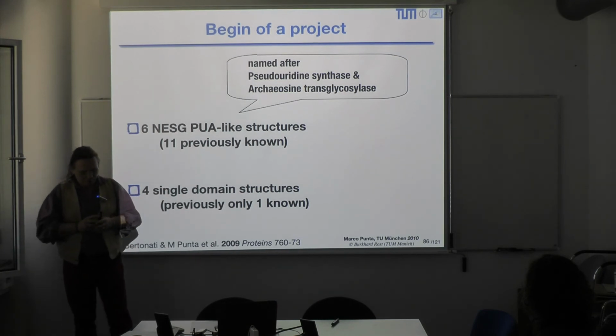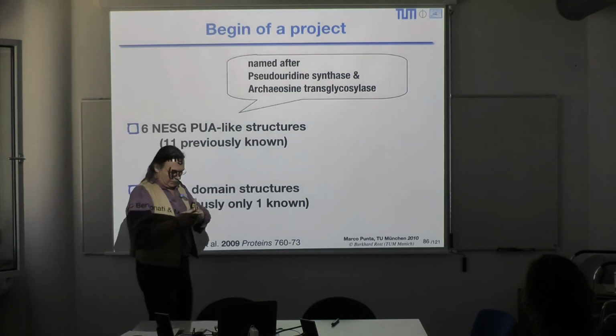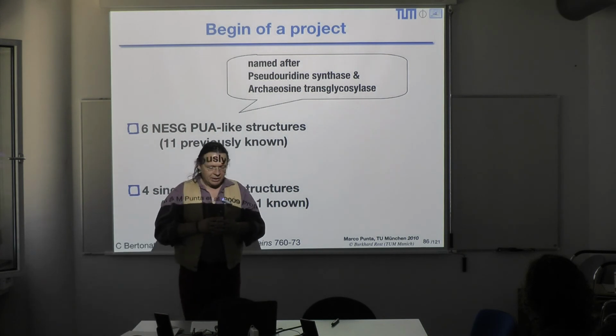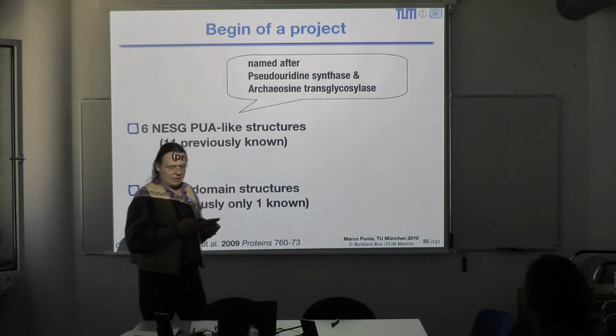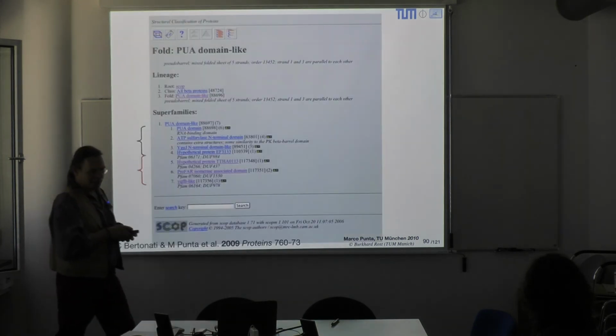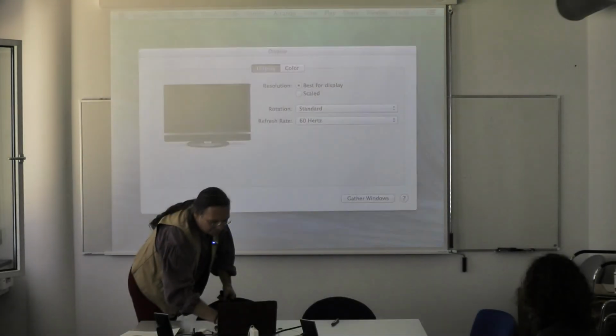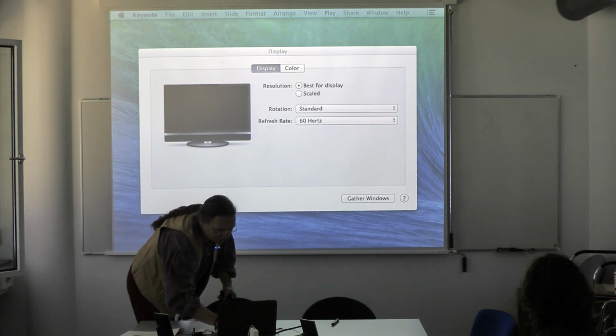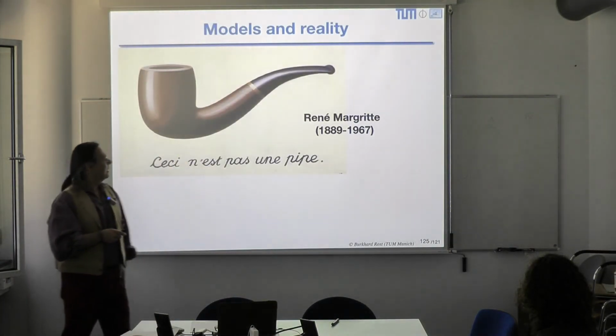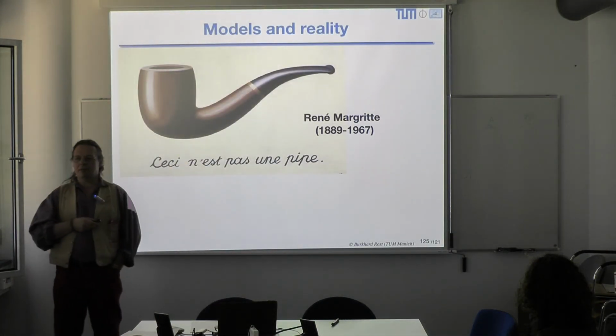My question to you: we do comparative modeling, and it reaches some level of accuracy. Now, I talked about the pipe. I believe at some point I have the pipe in here. I like Magritte. So is there any point in having a model that is wrong?